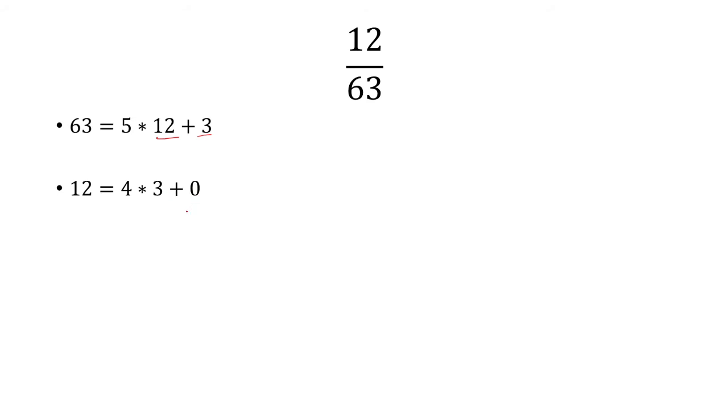And we can rewrite our fraction 12 over 63. Well, because it's less than 1, you're going to have a 0 over here. And then you're just going to write 5 and 4 along the diagonal. And then make sure you put 1 on top of each number.